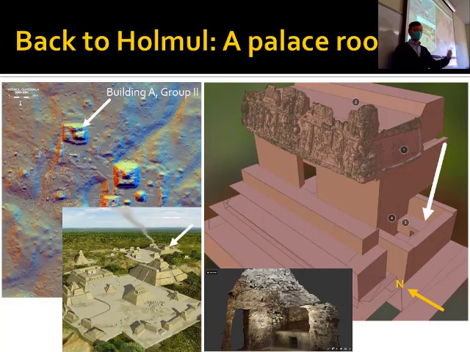Now, back to Holmul, about the same time when they are doing all those graffiti at Naranjo, there's also a palace at Holmul that is being built, a new palace. In this part, in group 2, archaeologists uncovered only one room of that structure. It's one of the lateral rooms.